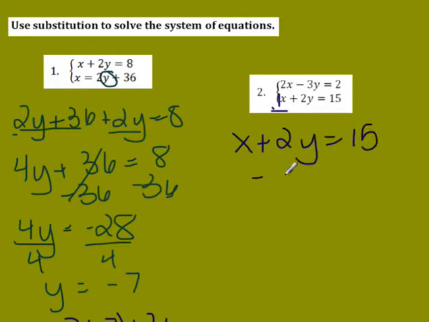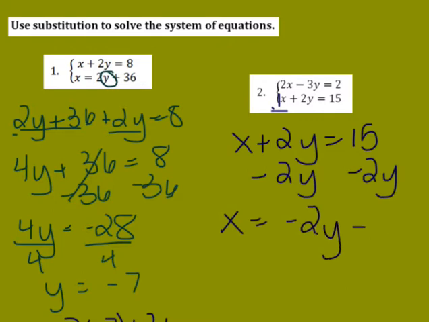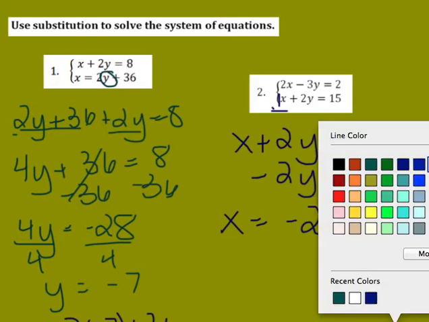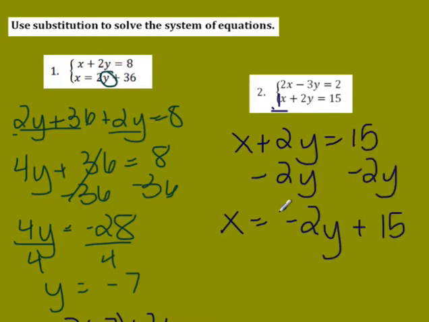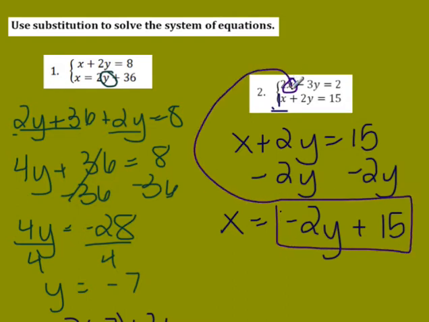So the first thing I'm going to do is bring this 2y over to the other side. So then I get that x is equal to a negative 2y plus 15. So x and negative 2y plus 15 are the same thing. So I'm going to go ahead and, where I see x up here, I'm going to take this and I'm going to plug it in for that x.